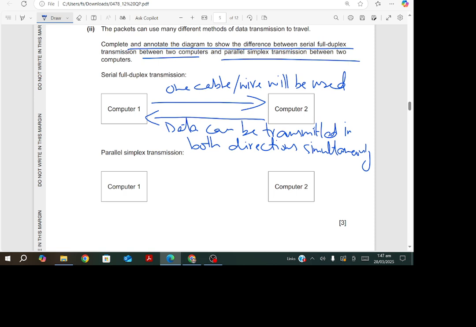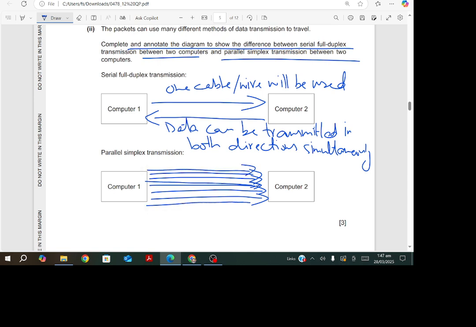We know that in parallel transmission, what will happen? Multiple bits are transmitted, usually 8. 1, 2, 3, 4, 5, 6, 7, 8. Since it is simplex transmission, you cannot make another arrow way back. It will be only in one direction, either from computer 1 to 2 or from 2 to 1. I have made it from computer 1 to 2, so you need to just make this way.